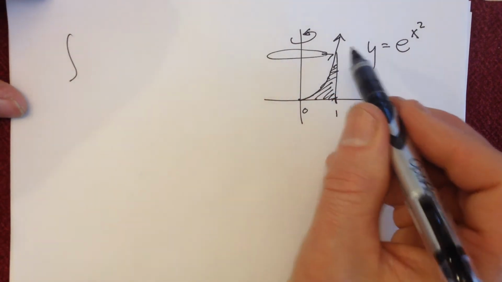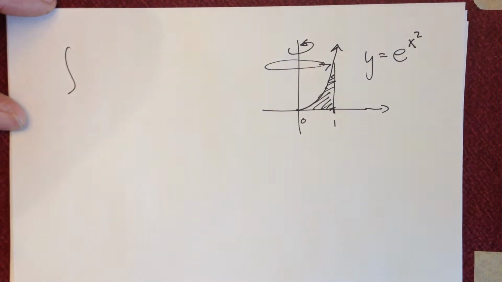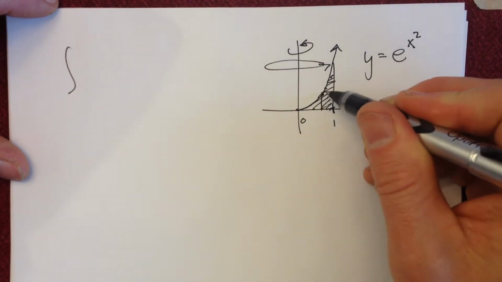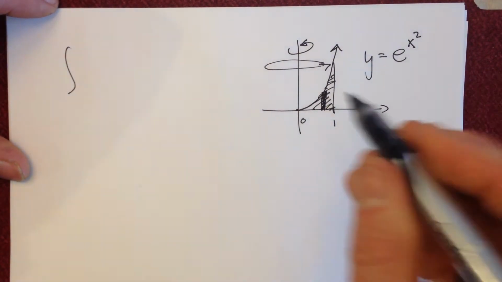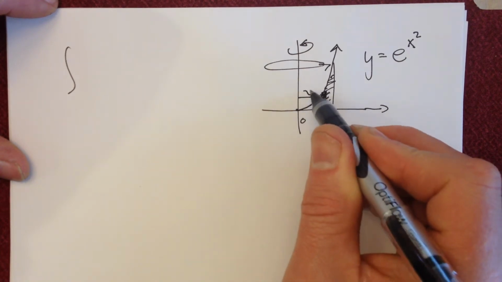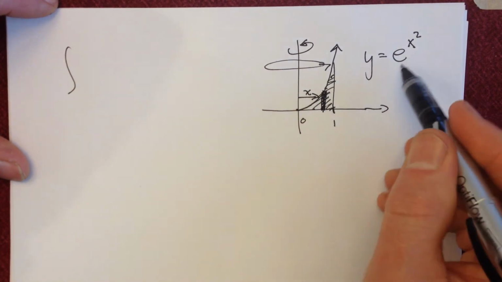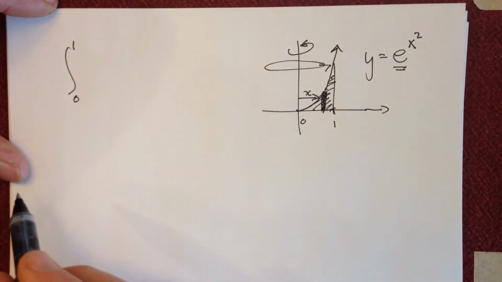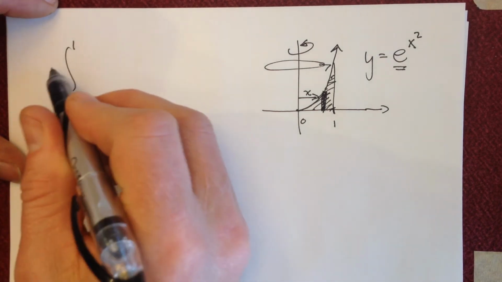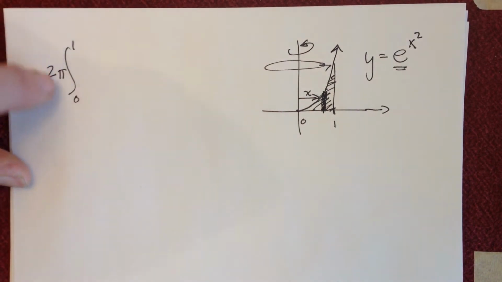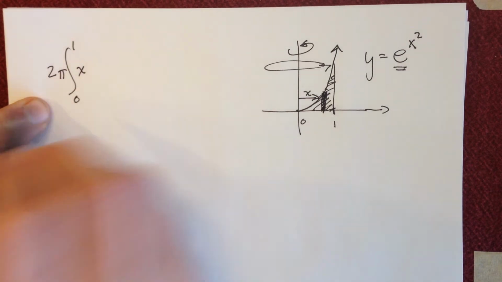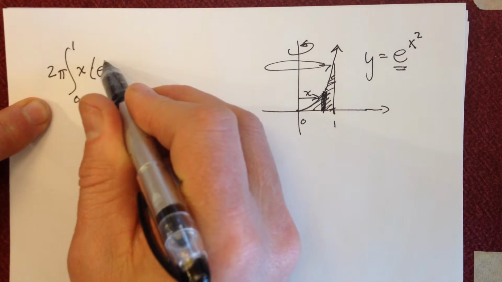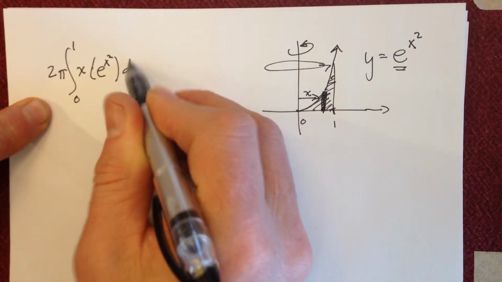So this is going to spin around and make a bowl shape as our volume. I won't attempt to draw that, but the volume then will be, if I sketch in a representative disk like the books ask you to do, I'm going out a distance x there, and I have a height that's this value here. So it's pretty simple to write. I'm going from 0 to 1, and it is, bring the 2 pi out front from the very beginning, and then x is the radius times that height, e to the x squared, and then dx.